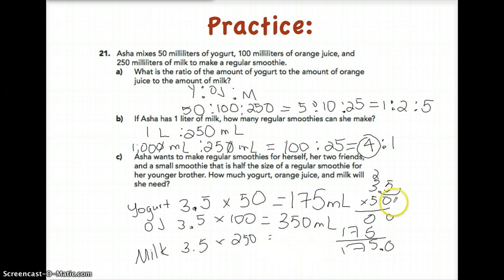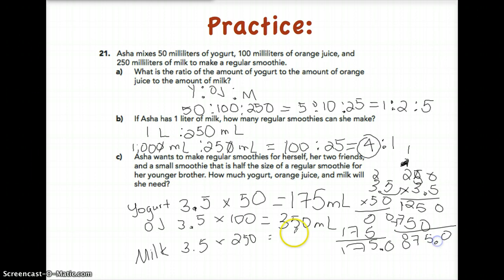And that is, let me do my work over here, 250 times 0, 25, this is 12, this is 0, it's a 5, it's a little messy. And this is carry our 1, no more, this is a 1, 6, 7. So we have, let's see, 1 decimal place, we need 875 milliliters of milk. Oh, there you go.